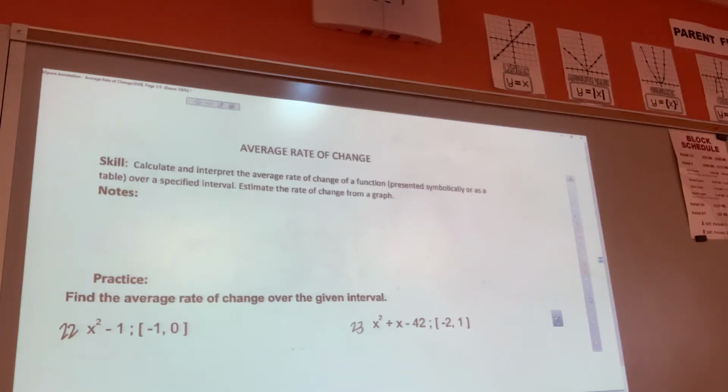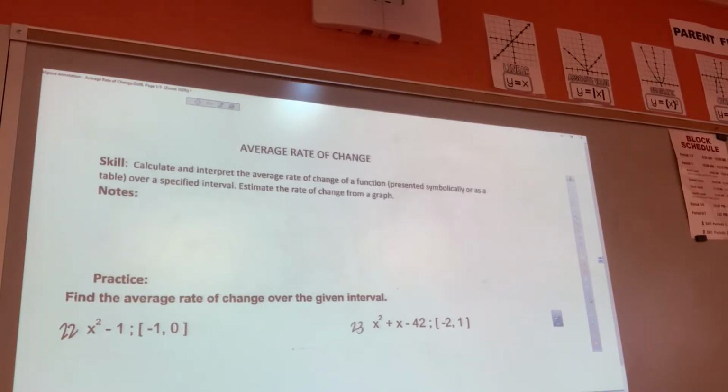Okay, the next topic we're going to discuss is the average rate of change. This is from your packet, but the skill is to calculate and interpret the average rate of change of a function presented symbolically or as a table over a specified interval. Estimate the rate of change from a graph. So that's what we are going to be looking at.